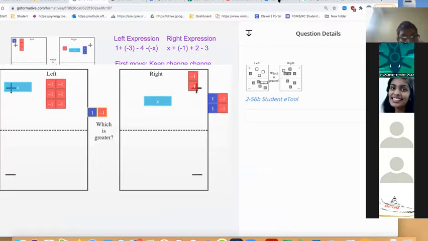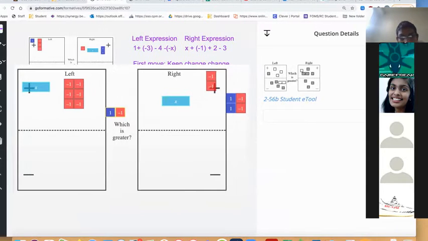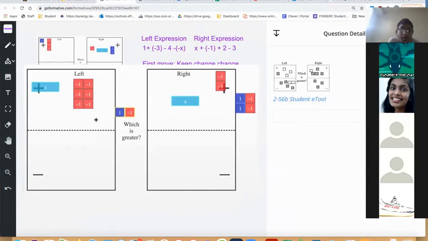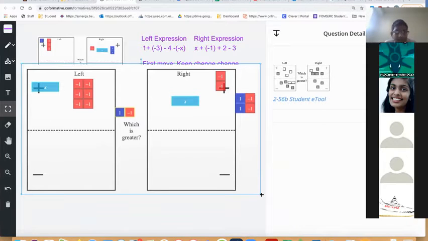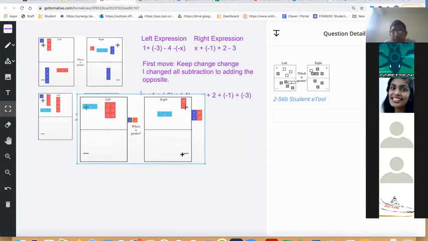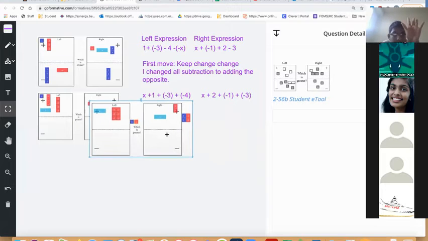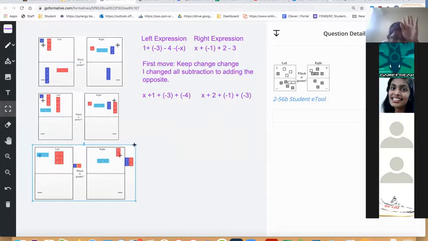I need to scooch this over so I can see everything. So then I have, what is my expression now? What is my new expression? And what was my move? Can y'all see the expression?